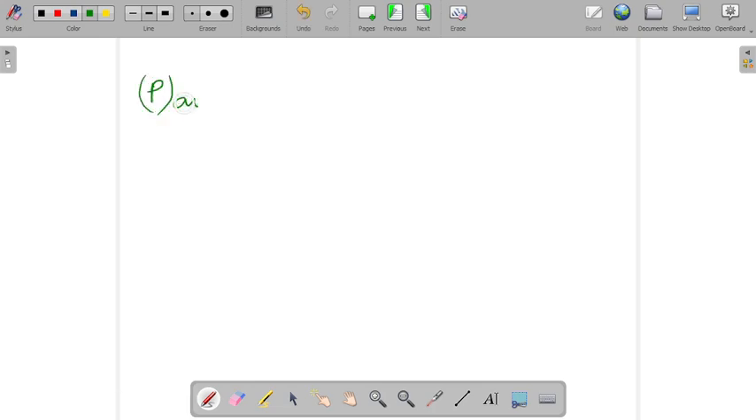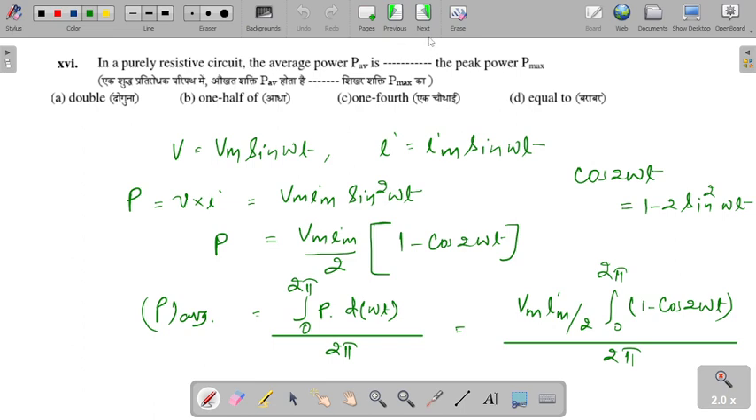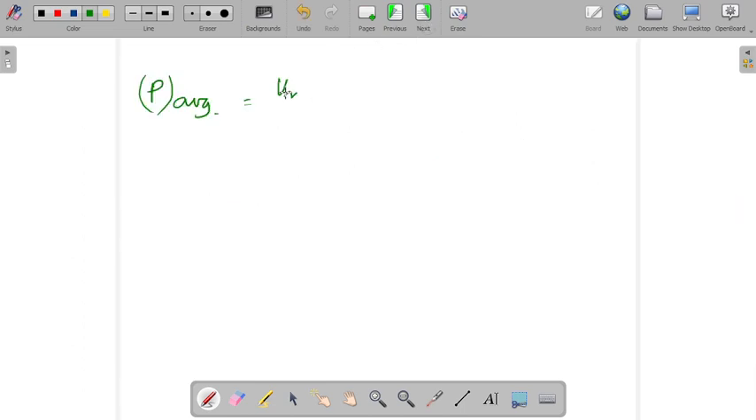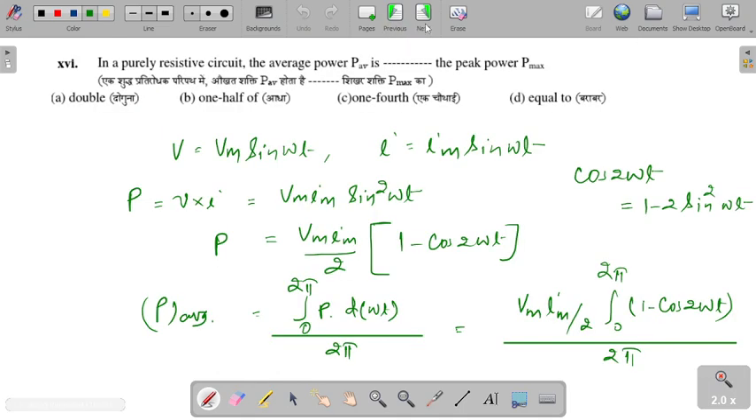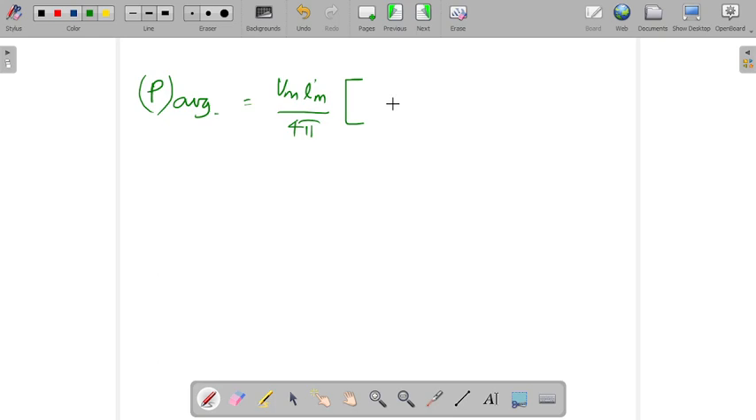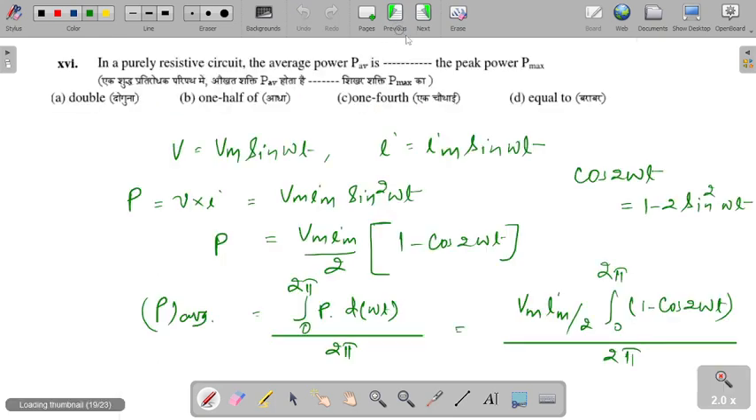So average power will be Vm Im by 4 pi. Integration of 1 should be 2 pi, and integration of cos 2 omega t will be sin 2 omega t by 2. So here d omega t is also present.